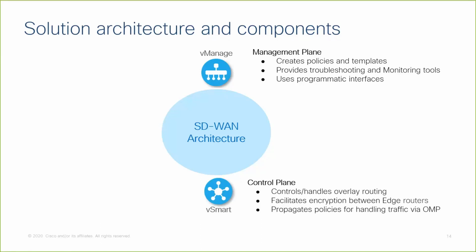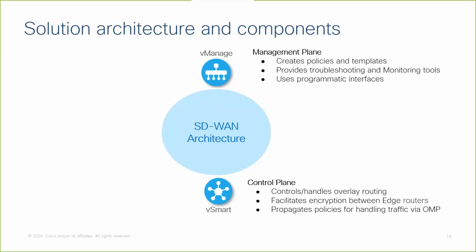On top of that, vSmart facilitates the encryption process between the edge devices, by distributing the encryption keys, so the IPsec tunnels can be established between them. And also, it propagates all the policies using OMP.